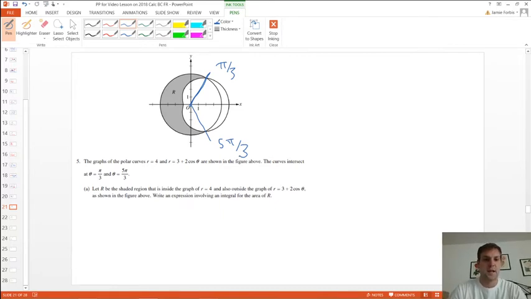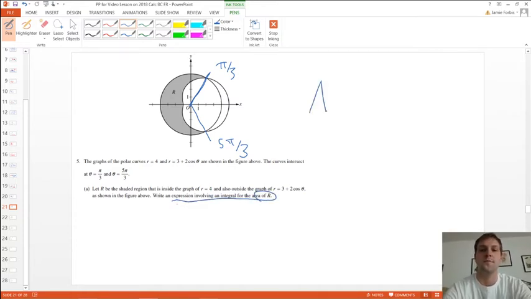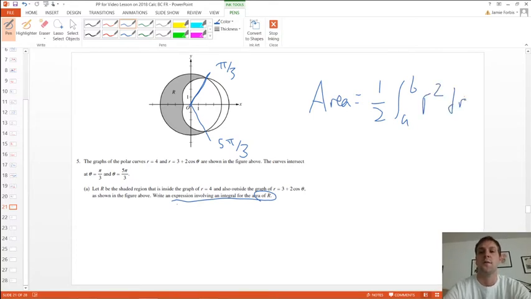And it says let R be the shaded region, which is shaded above, in the graph of r equals 4, just between the two graphs. Write an expression involving the integral of the area of R. Okay, so remember that polar area is equal to 1/2 the integral from a to b of r squared d theta. Okay, so in this case though we have two functions, so we have like two radiuses, so we're going to have two of these.